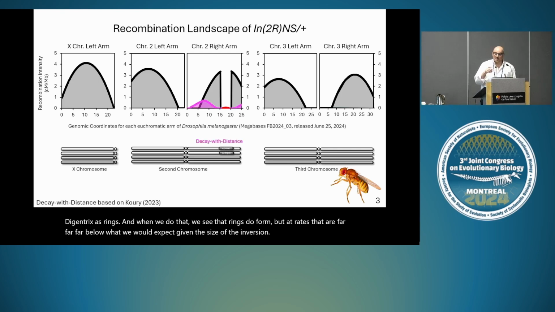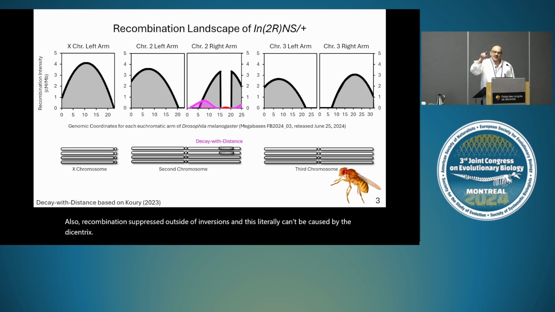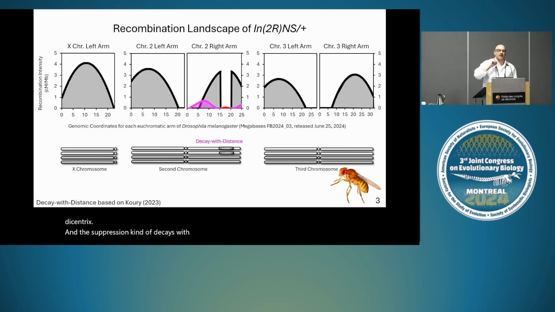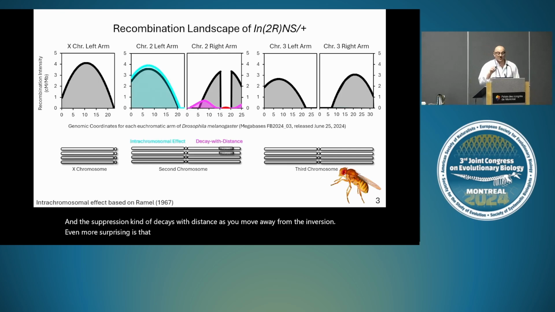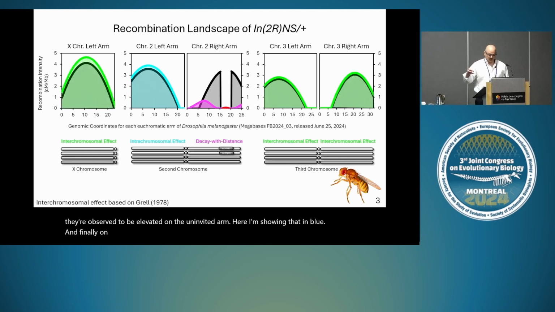Also, recombination is suppressed outside of inversions, and this literally can't be caused by the dicentrics. And the suppression decays with distance as you move away from the inversion. Even more surprising is that the rates of recombination are slightly elevated, or at least they're observed to be elevated, on the uninverted arm. Here I'm showing that in blue. And finally, on physically unlinked chromosomes, for some unknown reason, the rates of recombination are also higher, right?